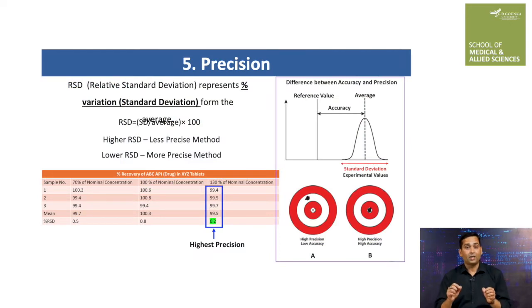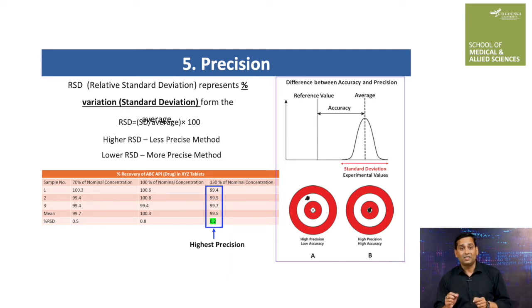Precision is presented by percent RSD or percent relative standard deviation, which is actually the percent variation or standard deviation from the average value of a result. Higher percent RSD means a less precise method, which is not preferred, while lower percent RSD means a more precise method, which is always preferred. The table presented here shows precision in the form of percentage RSD for a set of experiments conducted for each level.